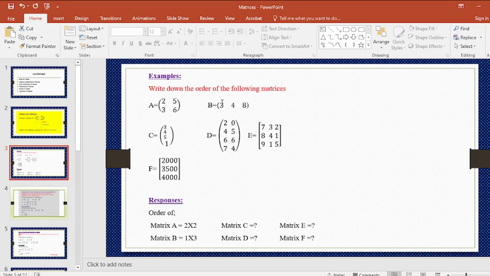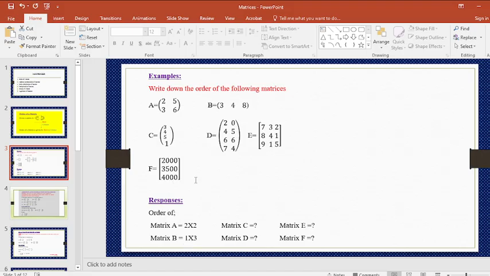Then come to matrix B, which is here. How many rows are there? We start by movements from the left to the right. Just know that all your counting should start from movements from the left to the right. If you look at matrix B, how many rows do we have? We only have one row. So it is 1 by how many columns? 1, 2, 3. That's why matrix B has an order of 1 by 3.